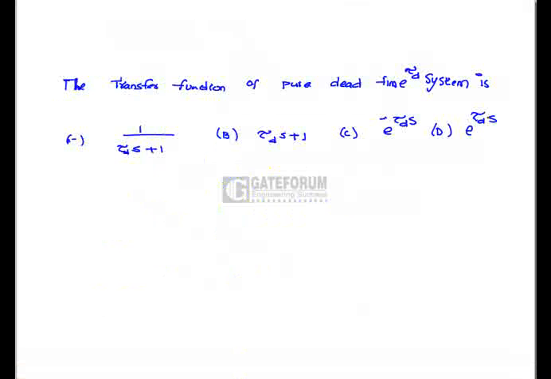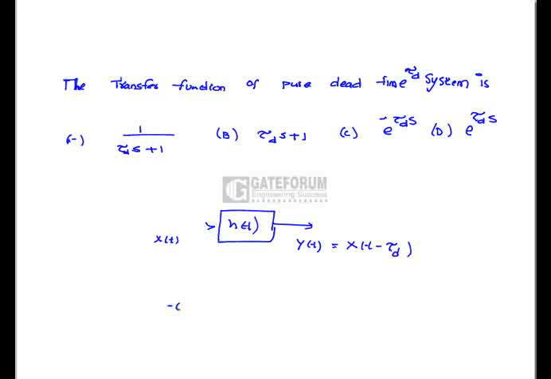The transfer function of a pure dead time system is, here dead time is tau d. Here coming to the explanation, dead time system means it is kind of a delay system providing the delay. Suppose x of t is the input, y of t is the output, which equals x of t minus tau d. Then what is H of s? H of s is nothing but a delay providing system, which equals e power minus tau d s. Hence option C is correct.